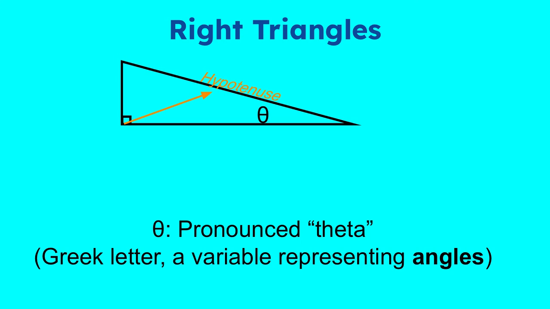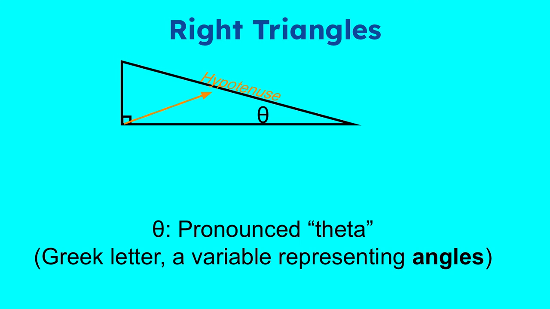Now I'm going to label a specific angle. In this case, instead of using X or Y or something like that, I'm actually using a Greek letter. This is called theta. It's the equivalent of a variable in our alphabet. You'll just see this sometimes when we're trying to designate an angle specifically.